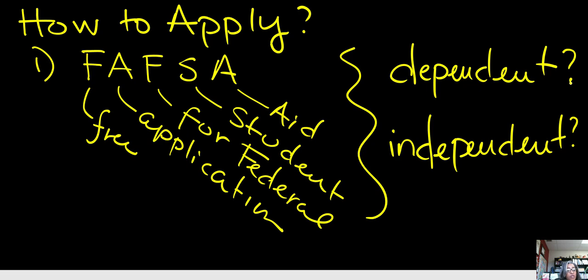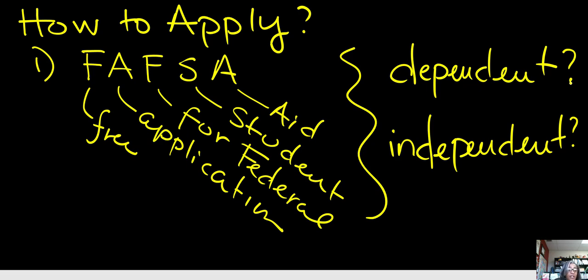You can also, when you fill out your FAFSA, get a prediction on how much money they think that you'll be eligible for in student aid and how much you'll be responsible for. And so that's all kind of based on your income and how much student aid the federal government thinks that you will need.